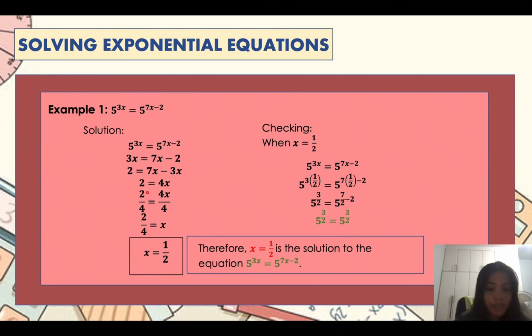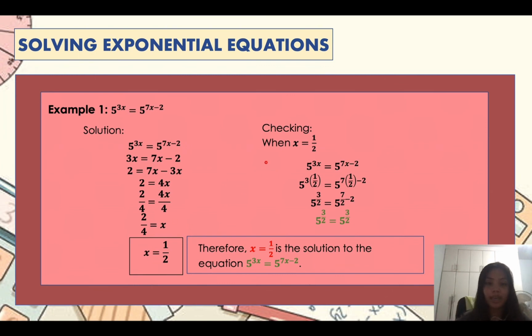Now, we need to solve for the variable, which is x. To do so, we divide both sides by 4. After doing so, we get a result of x is equal to 2 over 4. But we can still simplify this and convert it to its lowest terms, because 4 is divisible by 2. If we do so, we have a result of x is equal to 1/2.